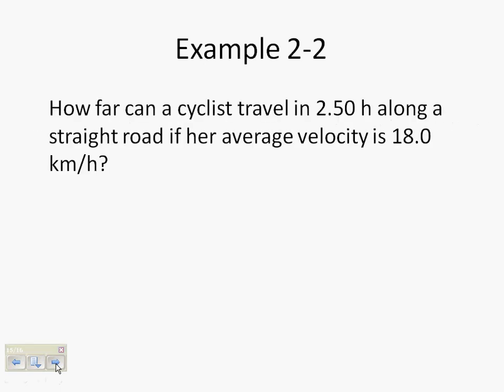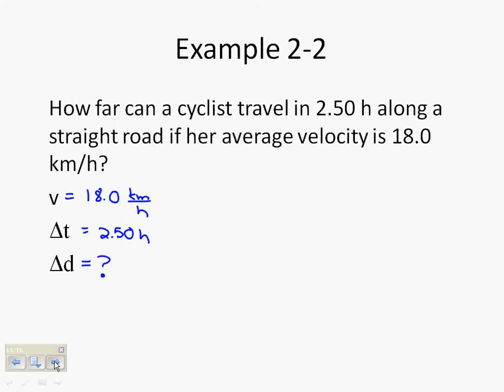Let's look at another example. How far can a cyclist travel in 2.5 hours along a straight road if her average velocity is 18 kilometers per hour? So we know our average velocity, we know the time interval, and we want to know how far, her displacement. So let's list what we know. Velocity is 18.0 kilometers per hour. Delta t, 2.50 hours. And our delta d, our displacement, is our unknown, or our x.